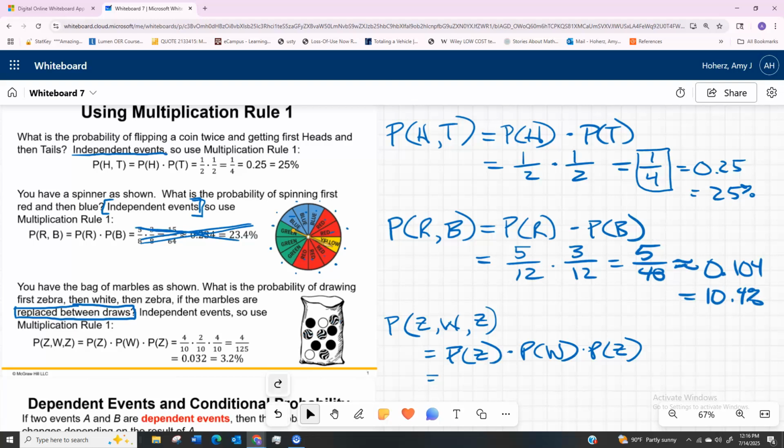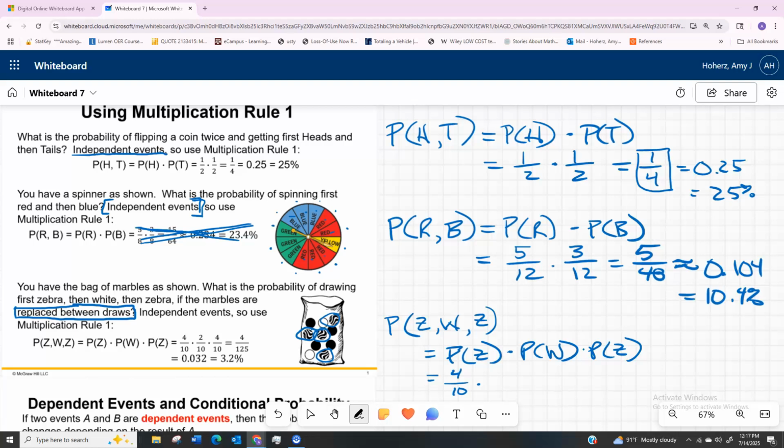Let me do that a little different way. I don't like the way that looks. So we have a zebra, zebra stripe, and another zebra stripe. There's 4 of those out of the total of 10 marbles. So 1, 2, 3, 4, 5, 6, 7, 8, 9, 10 total. So 4 are what we want out of the 10. And again, yes, you could put that in as 2/5, but you don't have to reduce it until the end.